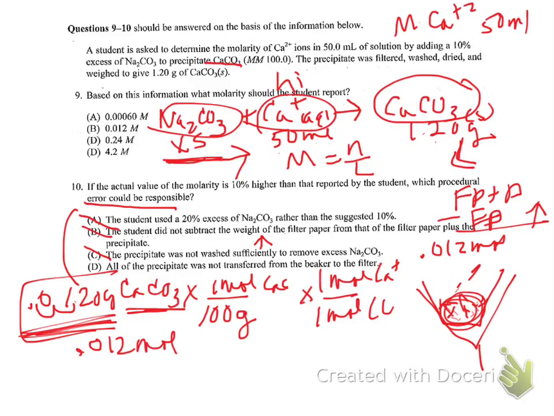So let's look at D and see if it makes sense. D says all of the precipitate was not transferred from the beaker to the flask. So I had a beaker where calcium carbonate was formed, and it precipitates out at the bottom. What this says is that when I poured it into my filter paper, I didn't get all the solid out. That would result in having a lower mass than what I should have had. So that's going to be the correct answer. The answer is going to be D. All right, I'm going to stop right here.